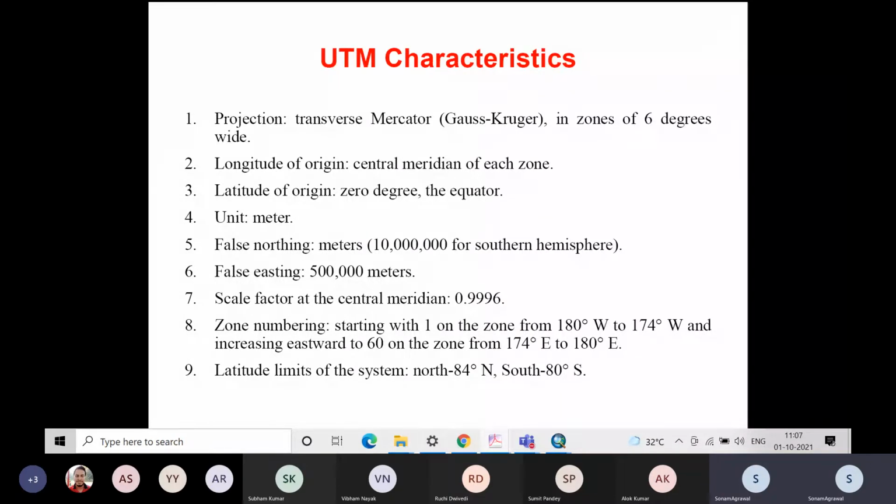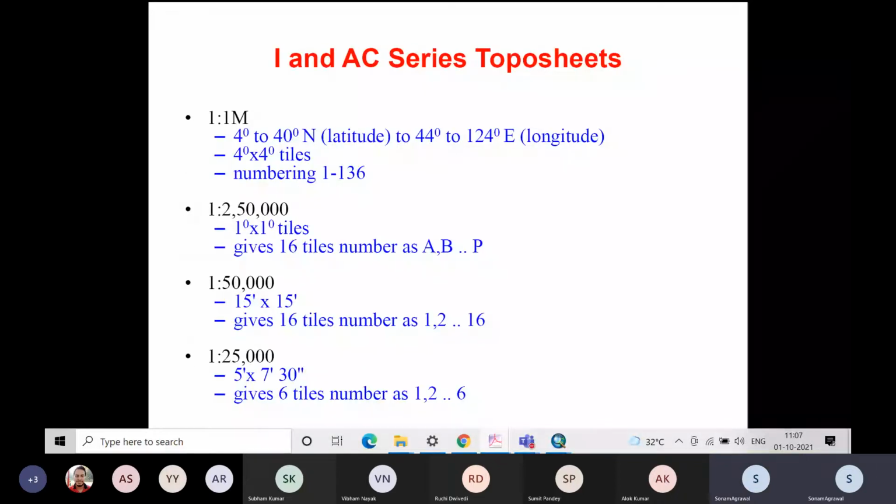And in the end, we have seen the Survey of India nomenclature, how the sheets are numbered. So this one was the INAC series topographic maps nomenclature. In this, the very first one is at 1:1,000,000. This map is at 4 degree × 4 degree. Then this 4 degree × 4 degree tile can be divided into 1 degree × 1 degree tiles, and the scale will be 1:250,000. They are all alphabetically numbered, A, B, C, D up to P. After that, it is further divided into 15-minute × 15-minute sheets, which will be at 1:50,000. So the number will again be in numeric order.